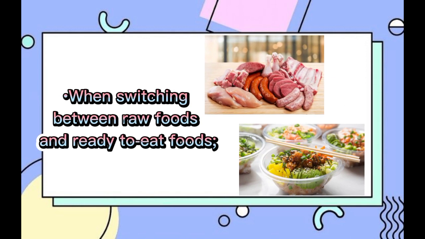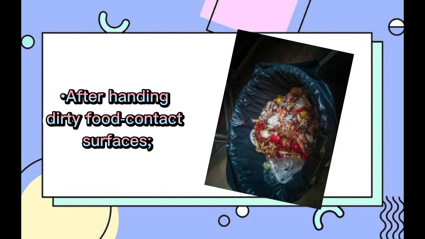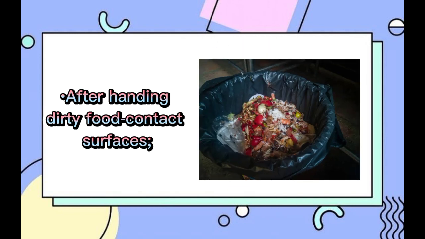The third one is when switching between raw foods and ready-to-eat foods. We need to wash our hands when switching between raw foods and ready-to-eat foods to avoid food contamination. Also, we need to wash our hands after handling dirty food contact surfaces, because germs can also get onto hands if people touch any object that has germs on it because someone coughed or sneezed onto it, or it was touched by some other contaminated object. When these germs get onto hands and are not washed off, they can be passed from person to person and make other people sick.